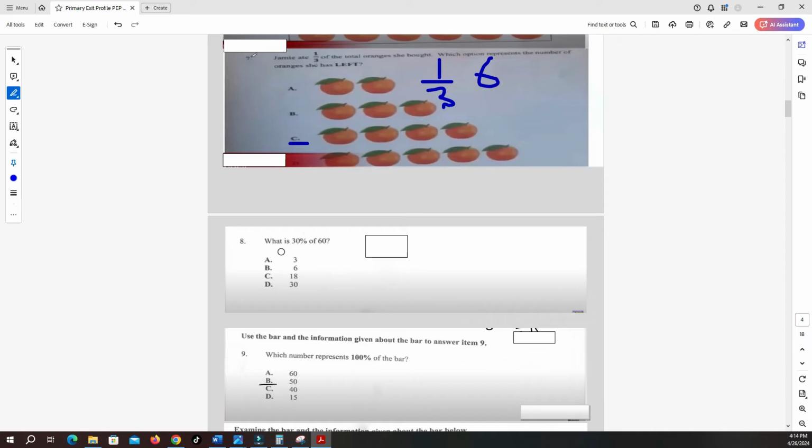Gotcha. All right, what is 30% of 60? That's 30% of 60.